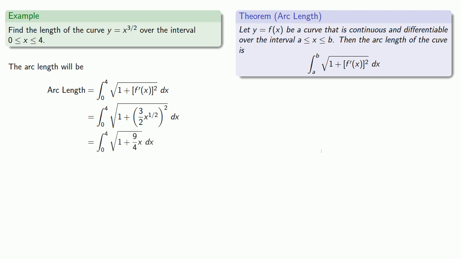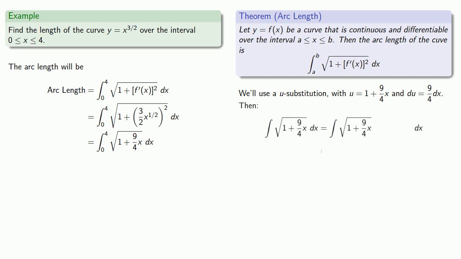To evaluate this, we'll use a u substitution. We'll try u equals 1 plus 9/4 x, and so du will be 9/4 dx. We need a 9/4 dx, so we'll put it in as long as we take it out by multiplying by 4/9. Making our u substitutions, we can then find the integral.